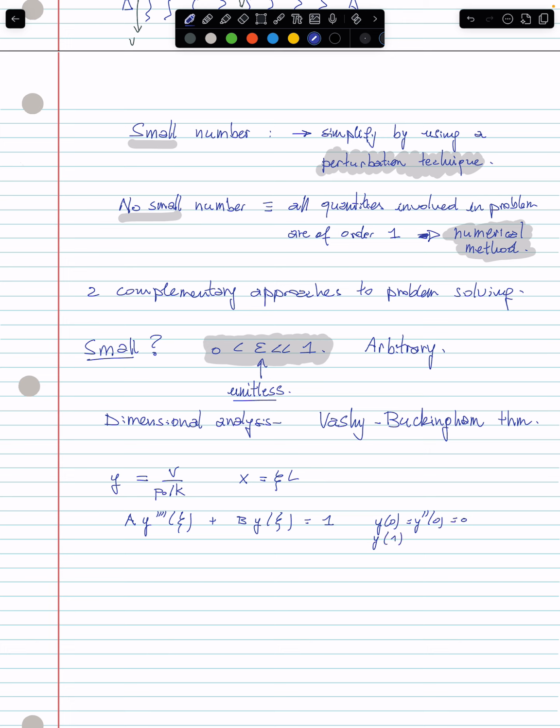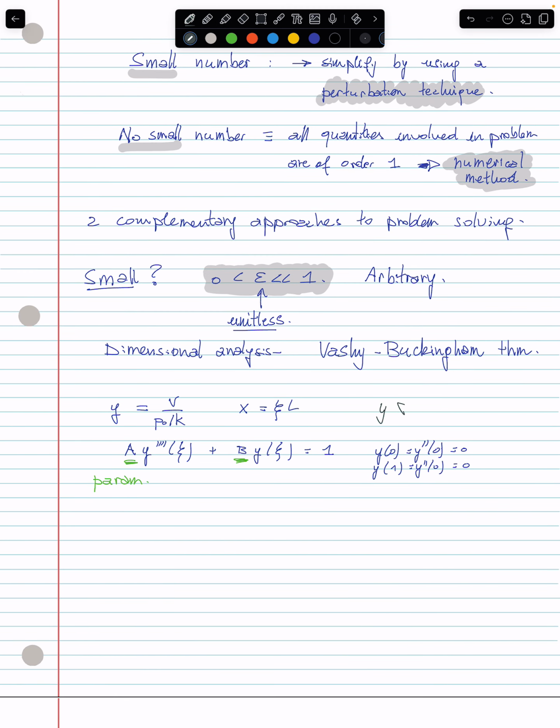and y of 1, second derivative of y is equal to 0. And when we do this, we see that a and b are two problem parameters, while y and xi have no units. Okay, so we have rewritten the problem. We have rewritten the problem in such a way that it is fully non-dimensional.